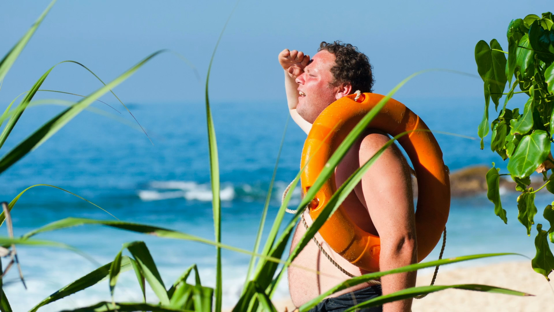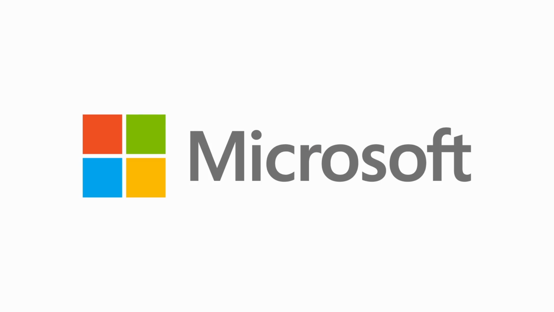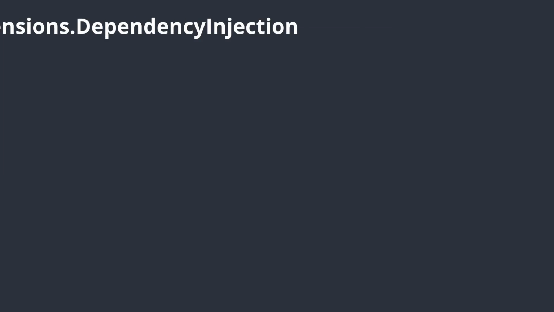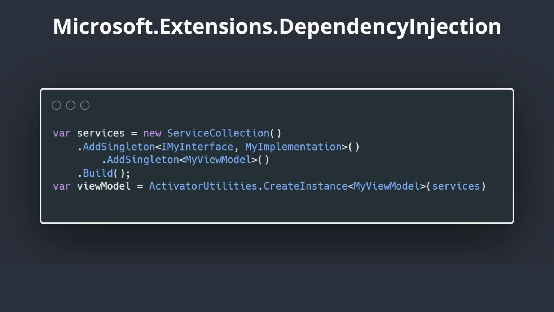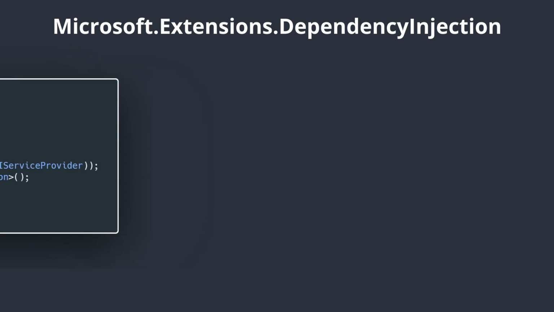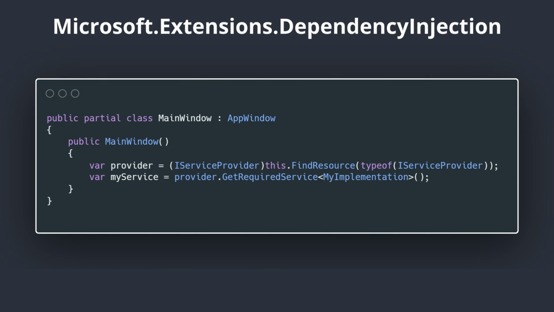So I kept looking around for other DI tutorials, and turns out that implementing DI using the Microsoft Dependency Injection package is not so straightforward. The easiest way I found was to create your services inside the app initialize method, then store the service provider inside the main application resource dictionary that is accessible with this keyword, then use the find resource extension method within an Avalonia control to fetch the service provider and get the service you need using any of the get service extensions, like this. I'll leave you all the links to all the resources and discussions I found so far.